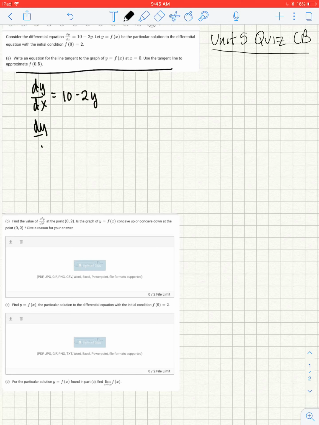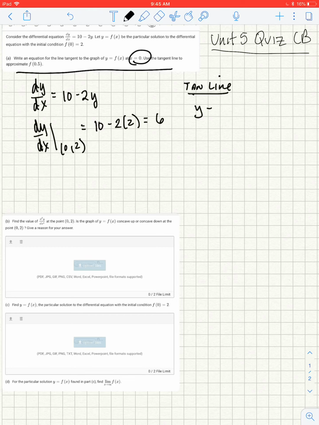So what I'm going to do is plug in the point (0, 2), because that's what's given to us, and we want to have this at 0. So when you do that, you're going to wind up with 2 times 2, or 6, is going to be our slope. So for the tangent line, our equation is going to look like y minus 2 equals 6, our slope, times (x minus 0), and that gives us y = 6x plus 2.